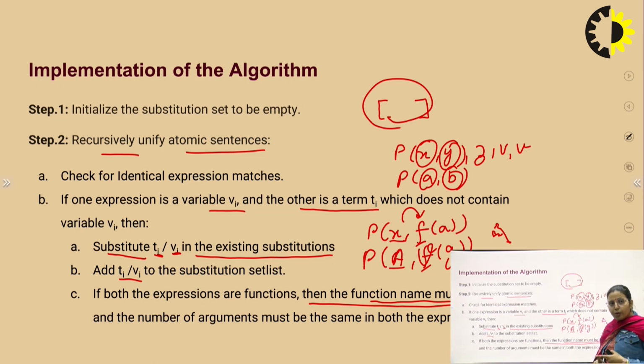One more thing: after matching that the function name is the same, the number of arguments in the function must also be the same in both expressions. Suppose the first is F of A comma G; then the second expression should also have two parameters, else it will not be unified. So I hope you get a clue of how this algorithm works.